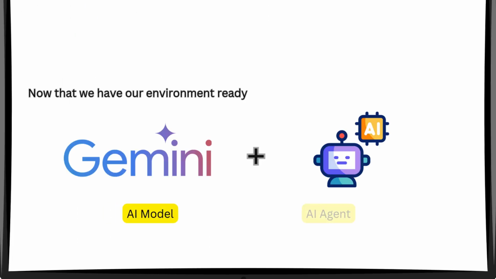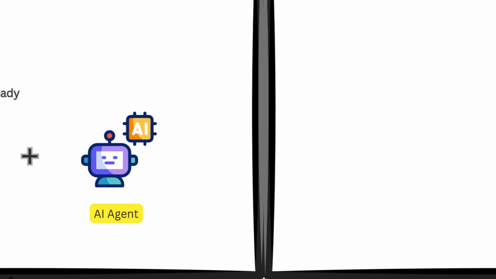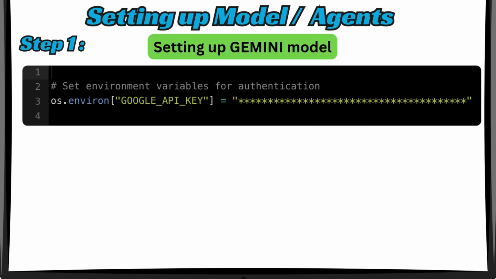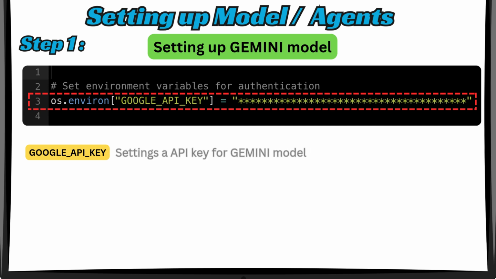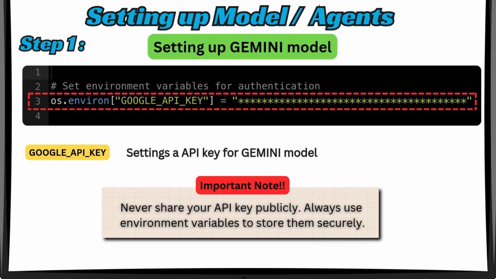Now that we have our environment ready, it's time to set up our AI model and create the first agent. Section 2. Setting up the AI model and General Query Agent. Step 1. Setting up Google's Gemini AI model. Here, we're setting an API key for Google's Gemini model. This allows our chatbot to connect with Google's AI and generate responses. Important note, never share your API key publicly. Always use environment variables to store them securely.